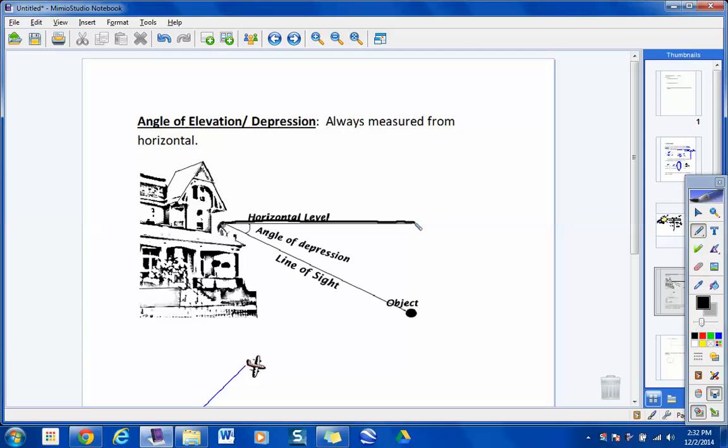So if I'm looking down on something, what kind of angle do you have here, gang? Angle of depression. And they talk about the distance for line of sight. Your line of sight is from your eyeball to where an object is. So do you understand these terms right here? Okay, if she was looking up, what do you think that angle is going to be called?